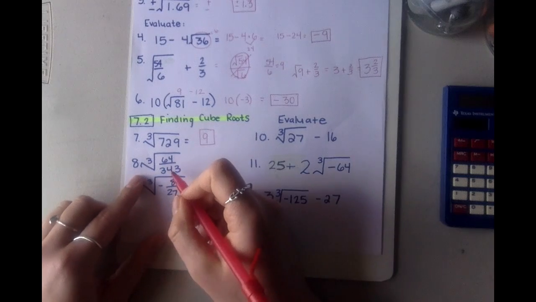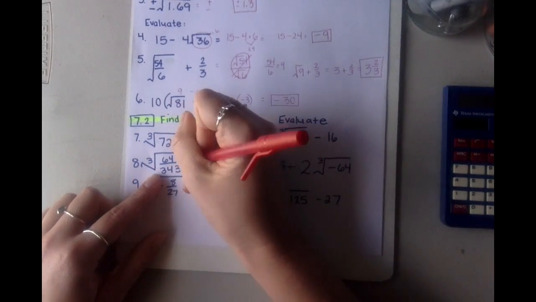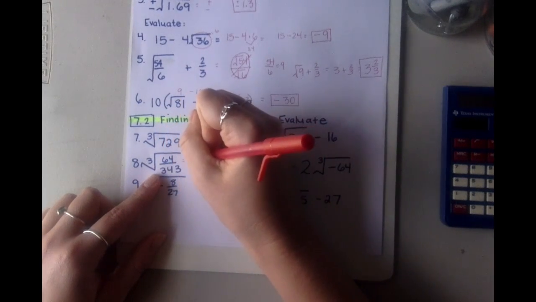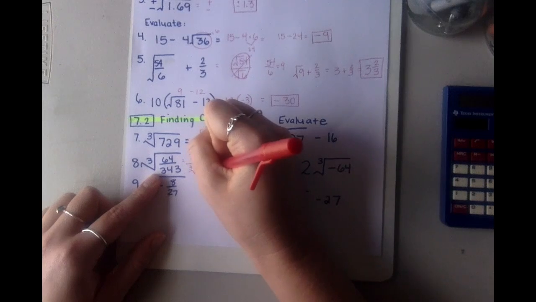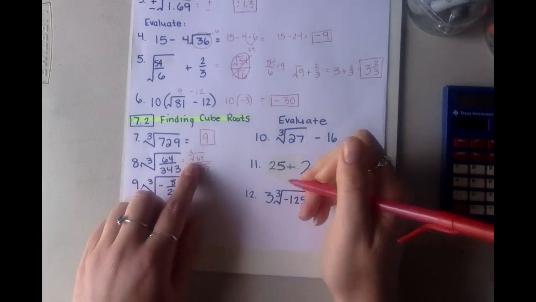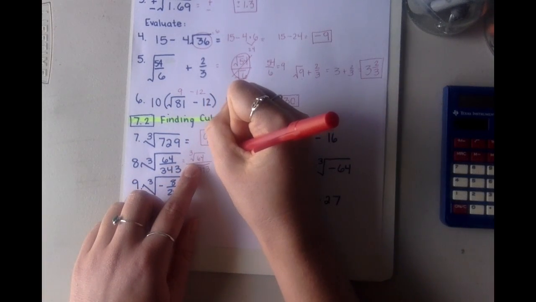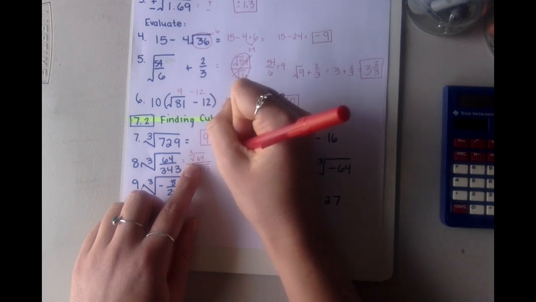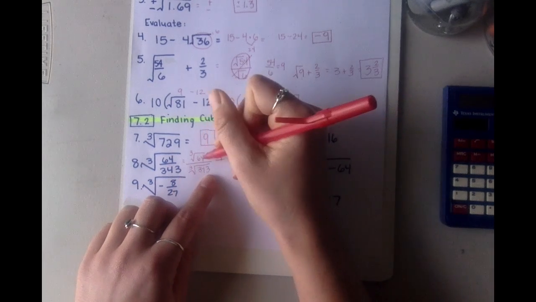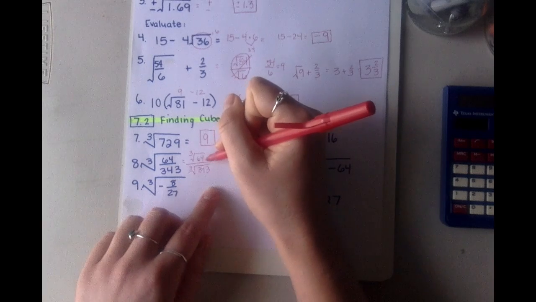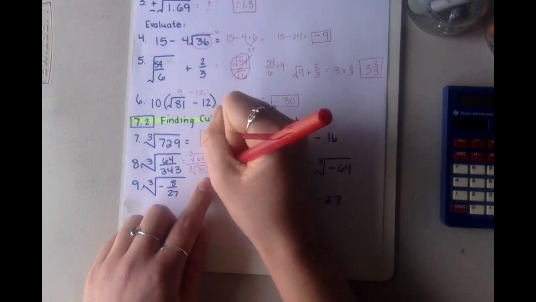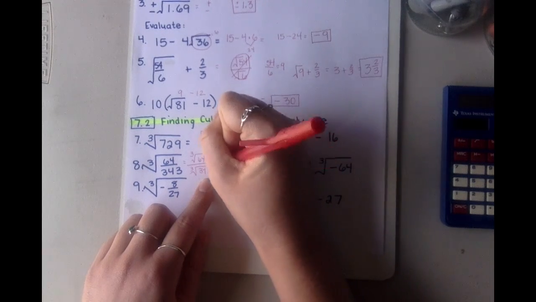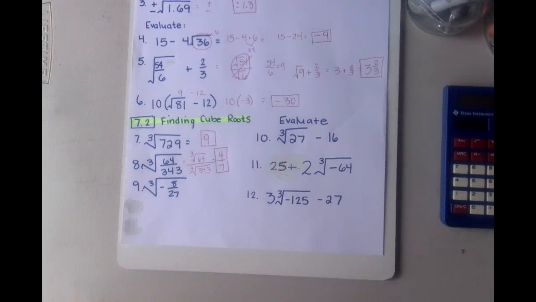Okay, so number 8, I can say these are both perfect cubes. So what is the cube root of 64 over the cube root of 343? Well, the cube root of 64 is going to be 4, because 4 times 4 times 4 is 64. And then the cube root of 343 is 7. So my answer is 4/7.